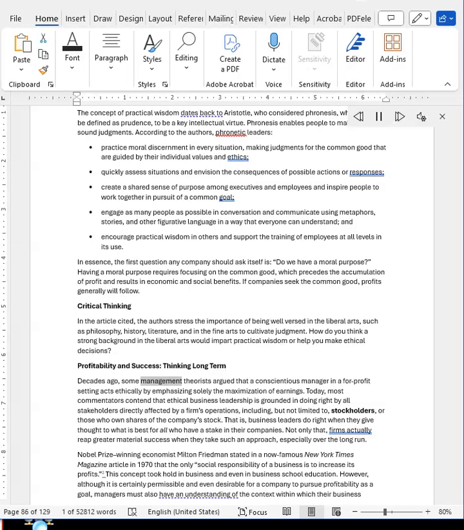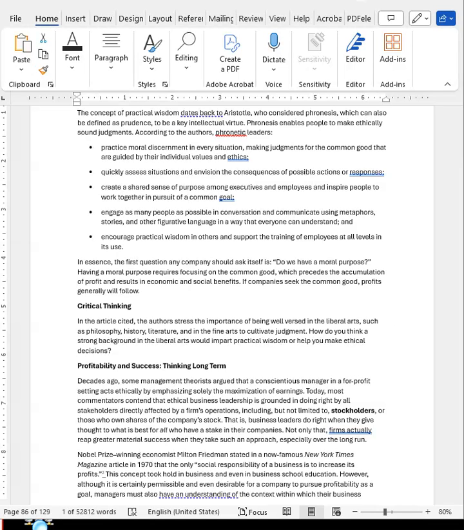Profitability and success. Thinking long-term. Decades ago, some management theorists argued that a conscientious manager in a for-profit setting acts ethically by emphasizing solely the maximization of earnings. Today, most commentators contend that ethical business leadership is grounded in doing right by all stakeholders directly affected by a firm's operations, including, but not limited to, stockholders or those who own shares of the company's stock. That is, business leaders do right when they give thought to what is best for all who have a stake in their companies. Not only that, firms actually reap greater material success when they take such an approach, especially over the long run.